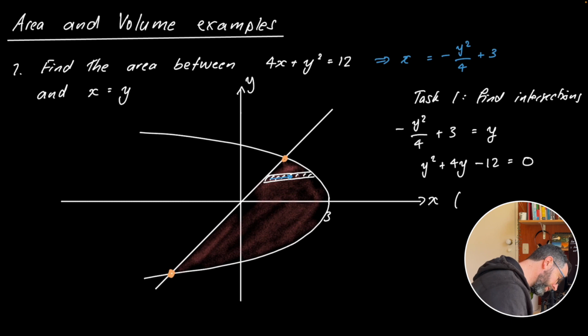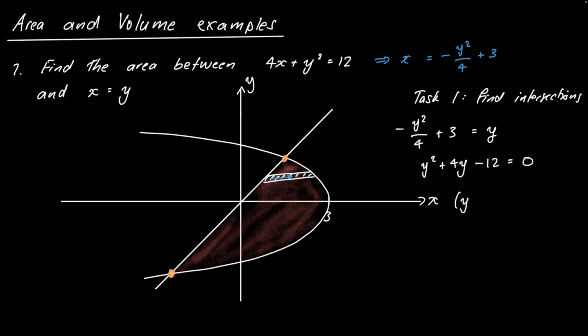Real life, unfortunately, doesn't work that way. You'll get something like y plus 6, y minus 2 equals 0. And so that tells me the two intersection points are when y is equal to -6 and y is equal to +2. Okay, that kind of tracks with our picture. So that value there is 2, and that value there is -6.